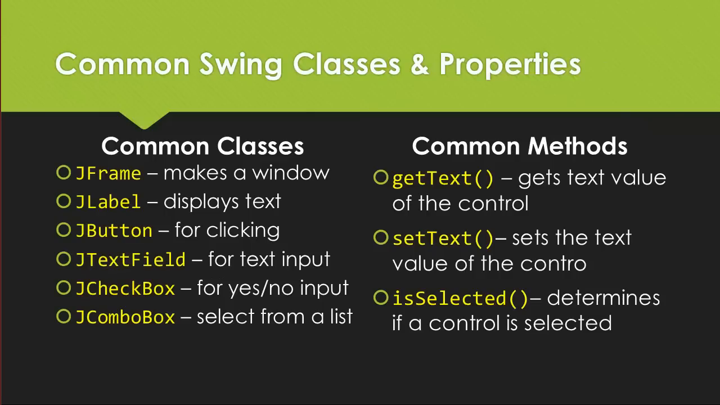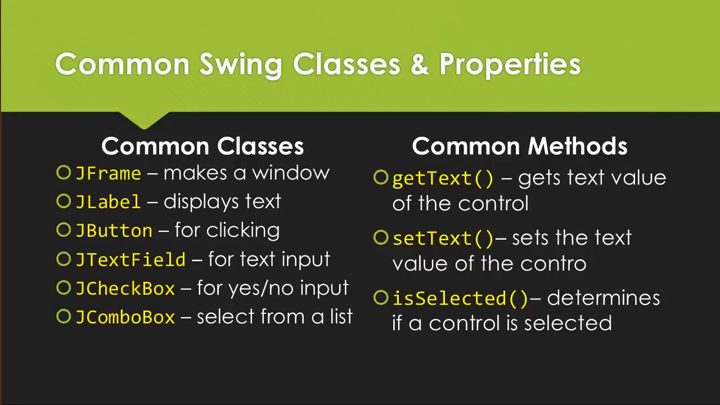Let's first talk about some of the common classes that are available to you through the Swing toolkit. JFrame is the most common class. This one makes the window. JLabel displays text. JButton is for a button. JTextField is for a box where you can enter text. JCheckbox makes a checkbox for yes/no. JComboBox is a drop-down list.